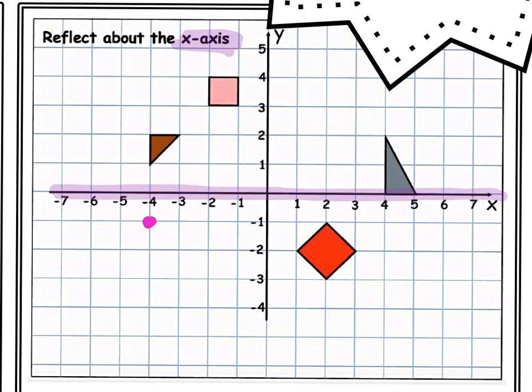The second point is 2 units above, so I'm going to go 2 units below. And same thing with that third point on my triangle. It is 2 units above, so I'm going to go 2 units below and then draw in my triangle.